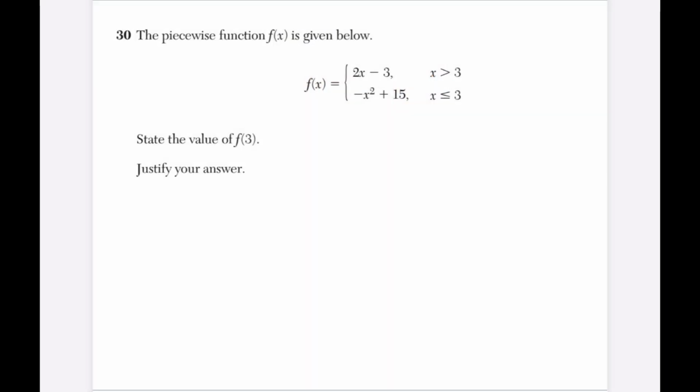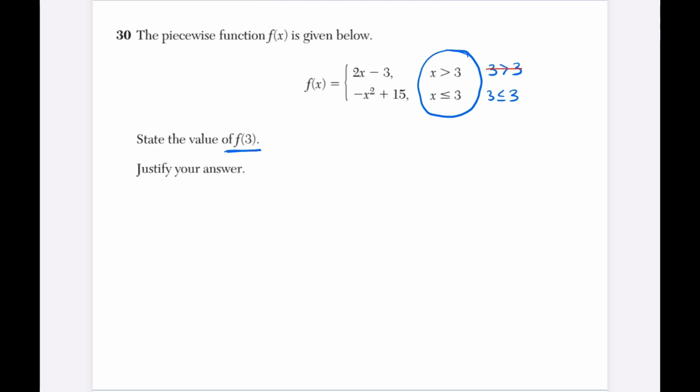Number 30 gives us a piecewise function and asks us to state the value of f of 3. So with piecewise functions, there are always multiple rules, right? And where you replace x depends on which of these inequalities the x that you're given satisfies. So we're looking for f of 3, right? Meaning, what is f of x when x is 3? Well, where would 3 fit here? Does 3 make this inequality true? Or does 3 make this inequality true?